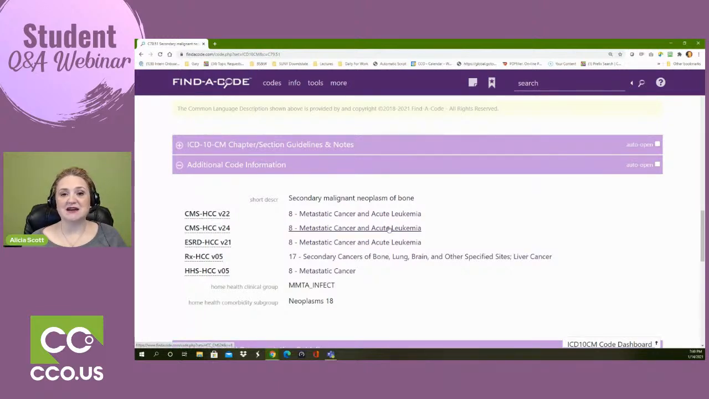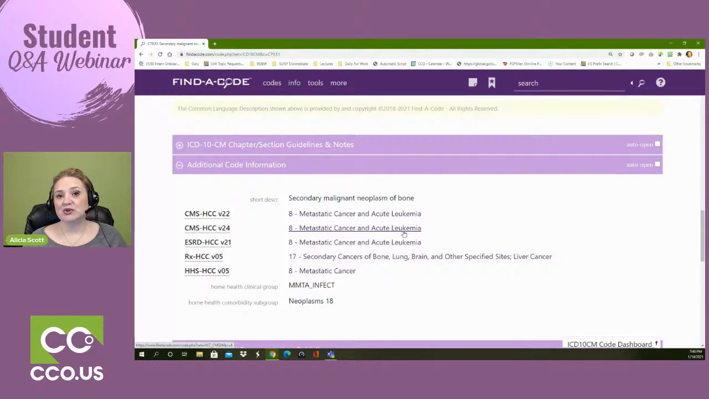It is a type of cancer that likes to spread. And it's one of the more common places that breast cancer likes to go to, and breast cancer is very common, right? So note here, metastatic, meaning it's moved. That means secondary cancers and acute leukemia.